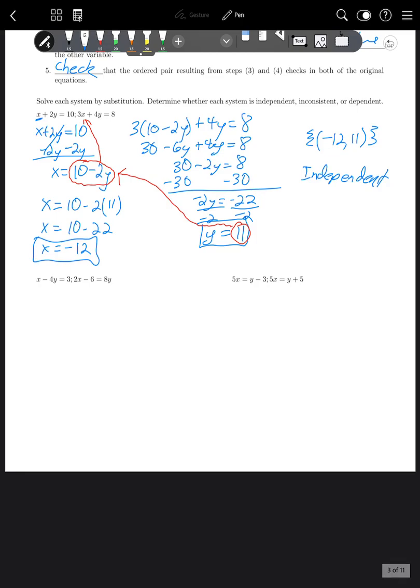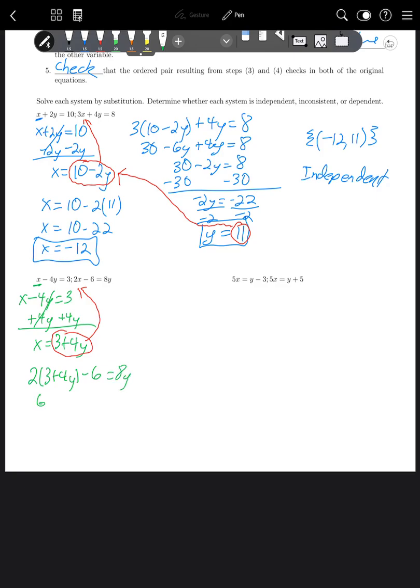So in the second problem here, the easiest variable to solve for is this first x again. So we take x minus 4y equals 3 and solve for x, so add 4y to both sides. So x equals 3 plus 4y. And so now we can do substitution, right? So 3 plus 4y can get plugged in for x in the other equation. So 2 times 3 plus 4y minus 6 equals 8y. Distribute, we get 6 plus 8y minus 6 equals 8y. Combine like terms, and the 6 and negative 6 cancel, so we get 8y equals 8y.